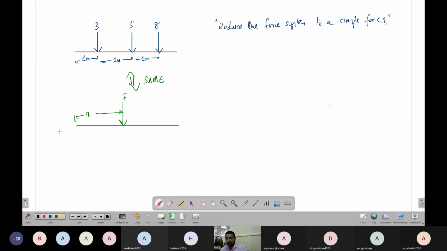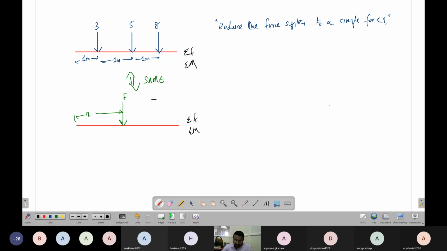So to change one force system into another system, these two conditions should be satisfied. All the forces should match, all the moments should match. Summation of force should be the same, and summation of moment should be the same. Only if the sum of forces and the sum of moments of both are the same are the two systems the same.